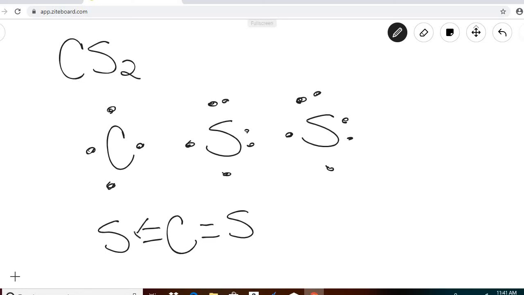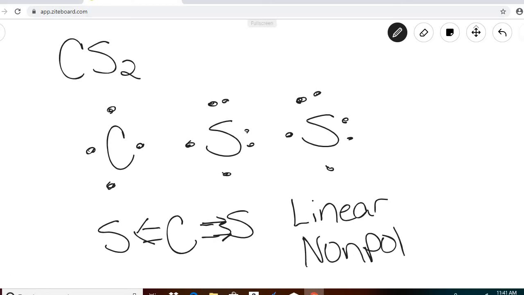The sulfur will pull on those electrons harder than the carbon, so it will have the electrons more of the time than the carbon. So this is linear, and it would be nonpolar because you're going to get equal pull in each direction. So it's nonpolar or purely covalent, which means that it would not dissolve in water.